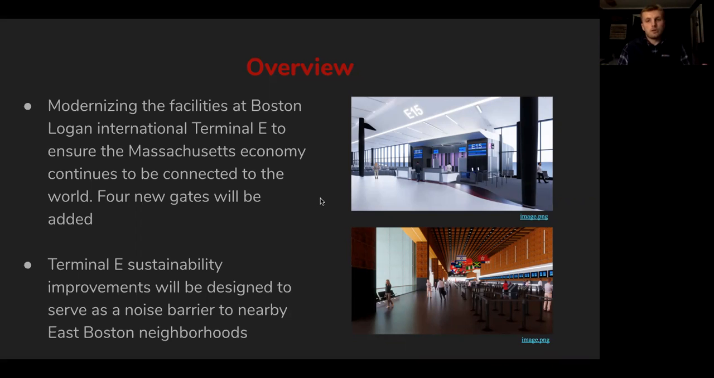There are going to be 4 new gates added, including 3 that have been approved to be built all the way back in 1995, but never were. So 25 years later, they're finally going to go up. These improvements to Terminal E will create a sound barrier to East Boston neighborhoods that are close by. By creating these sound barriers, it'll help the surrounding communities not have as much noise.